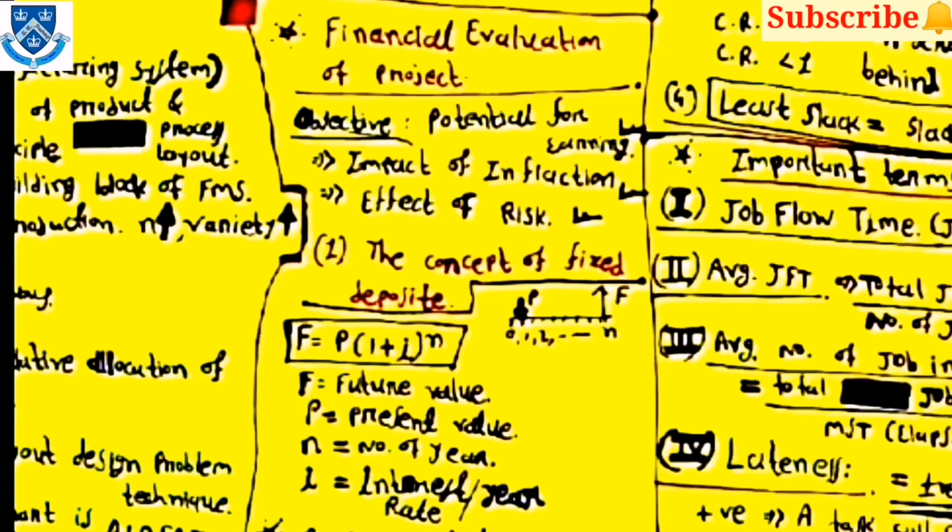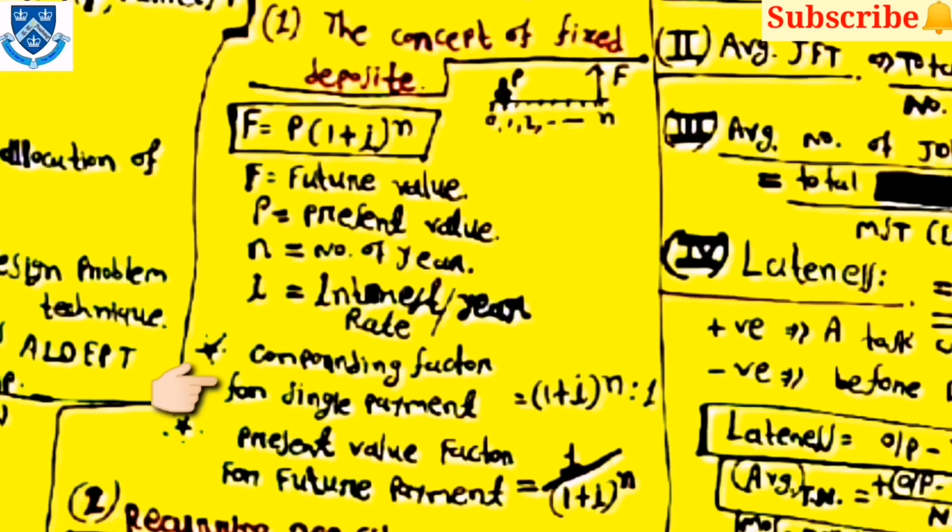For that, the equation will be F = P × (1 + I)^N, where F is the future value, P is the present value, N is the number of years, and I is the interest rate per year. Then the compound amount factor for a single payment is (1 + I)^N. Then the present value factor for a future payment is 1 / (1 + I)^N.